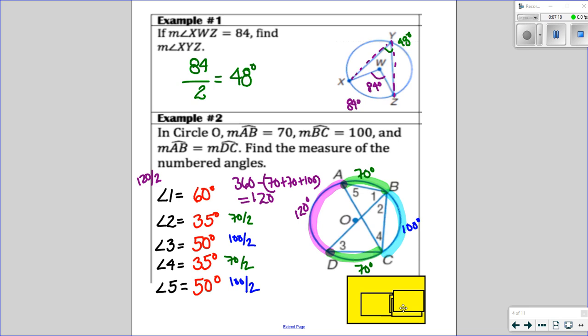Alright, so we have all the angles based on the intercepted arc. To find the intercepted arc, you double the inscribed angle, and vice versa, you take half of the intercepted arc to find the inscribed angle.